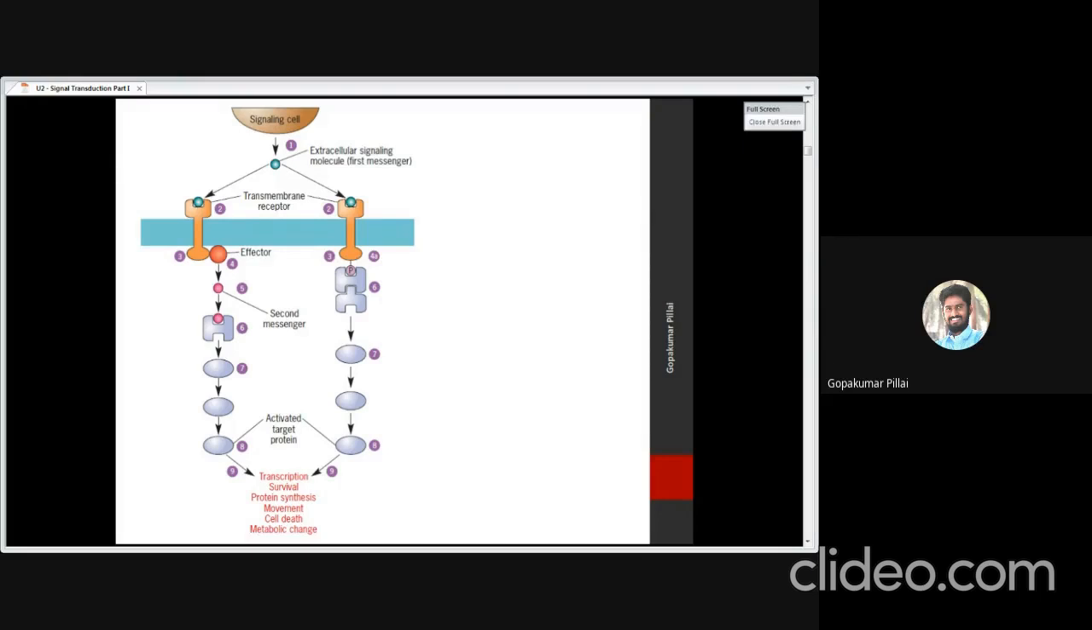So this way the signal is ultimately reaching the target site, that is the target protein, and the target protein further helps either in transcription or survival or protein synthesis or movement or cell death or metabolic changes. These are few examples. There can be many more different kind of responses. There can be inflammation, there can be pain, or there can be relaxation, contraction. Any kind of mechanisms can happen because of cell signaling.